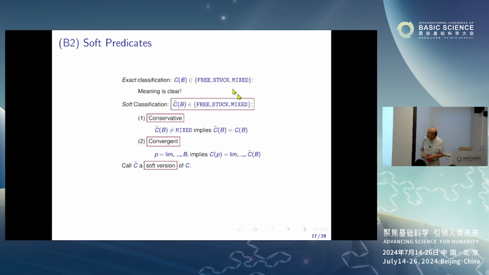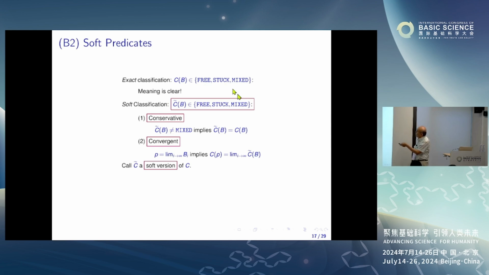Okay, I'm going to skip all this. The point is this. Where's the softness? As I said, what I'm really trying to convey to you is the idea that everything we do is not hard, not exact arithmetic, but all soft. So when we classify a box into free, stuck, or mixed, the meaning is clear. Mathematically, it's clear. It's exact.